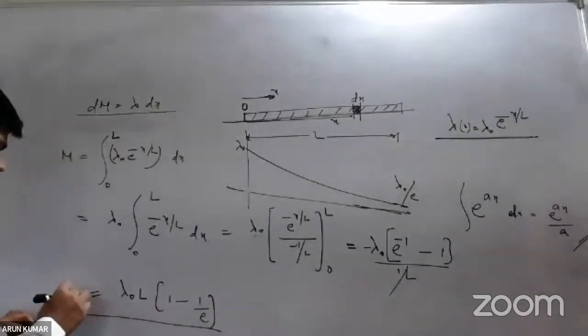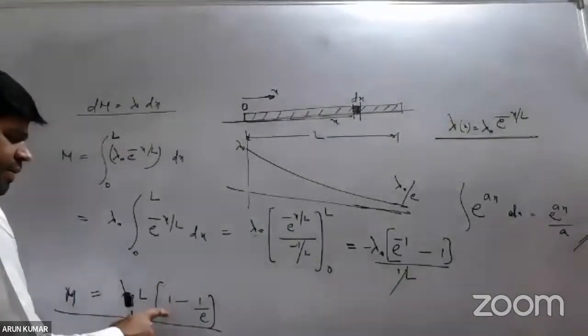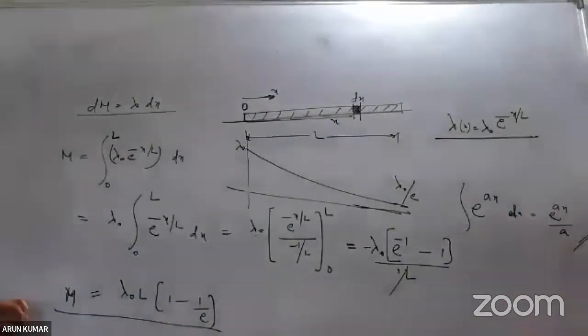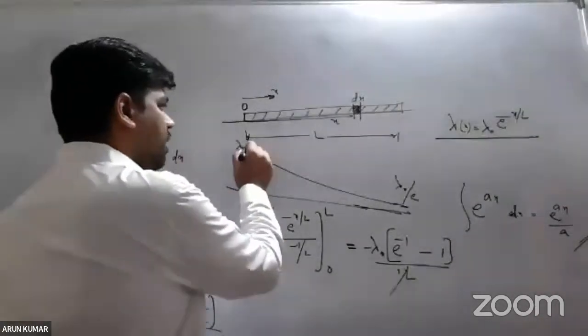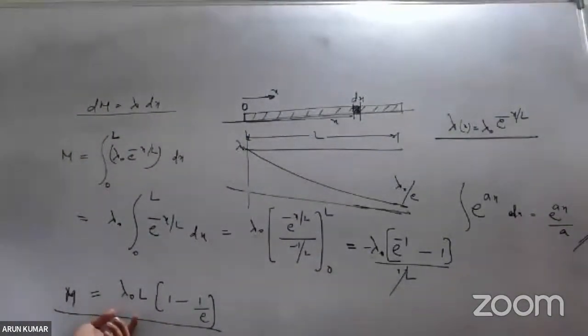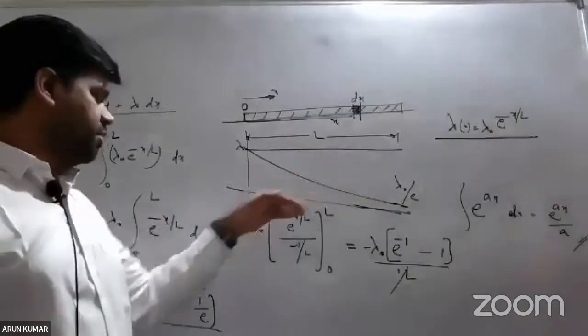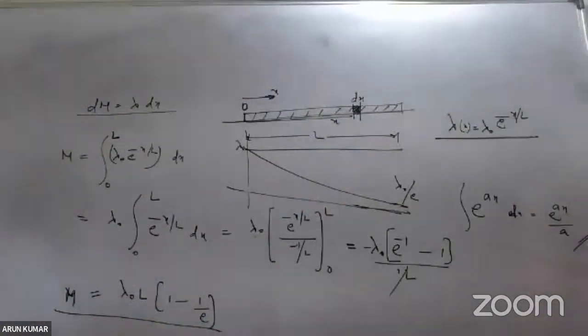Look at this, students. My mass M is not lambda naught into L, but there's an additional multiplication factor, which is 1 minus 1 by e. If lambda were constant at lambda naught, then I would have lambda naught into L as my mass, but because it's varying, I've got 1 minus 1 by e as a multiplicative factor. All right. Did you understand how I got the mass?